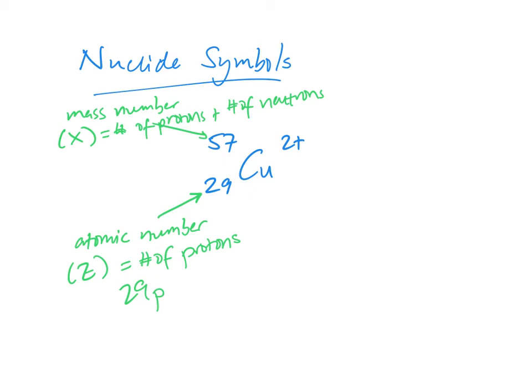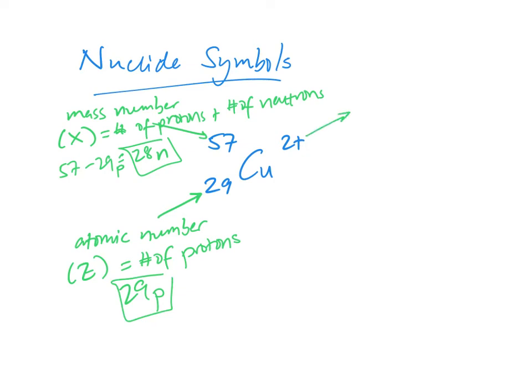So for this particular atom with 57 as its mass number, 57 minus the number of protons, minus 29, would tell us that this has 28 neutrons. So we have 57 total minus 29 protons equals 28 neutrons. So we have 28 neutrons, we have 29 protons. We know about two of the three subatomic particles.